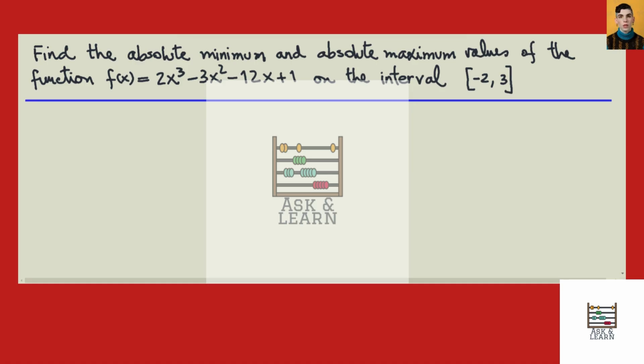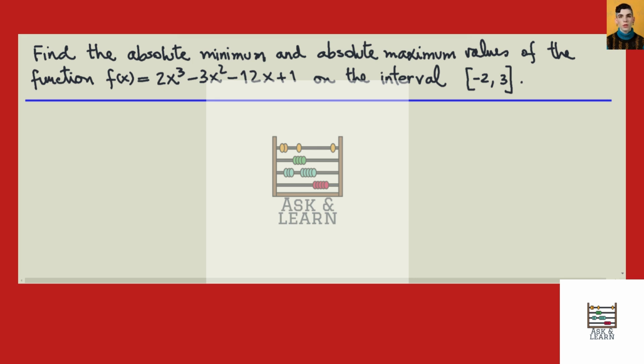We want to find the absolute minimum and absolute maximum values of the function f of x equal to 2x cubed minus 3x squared minus 12x plus 1 on the interval [-2, 3], which is a closed interval.